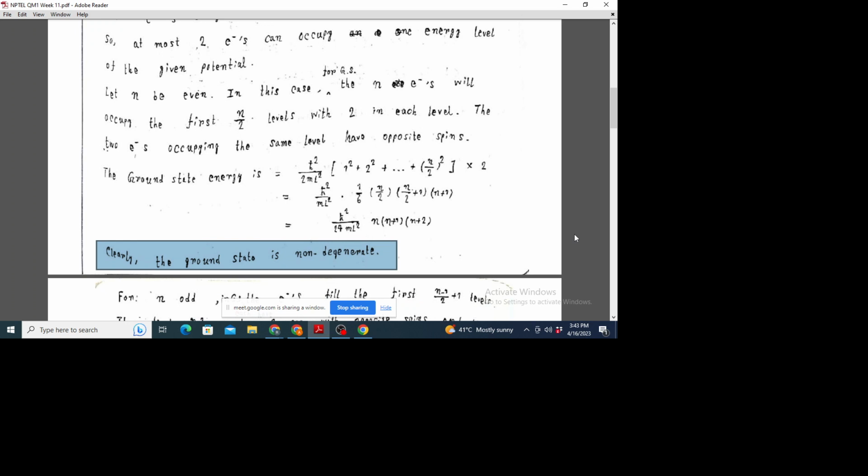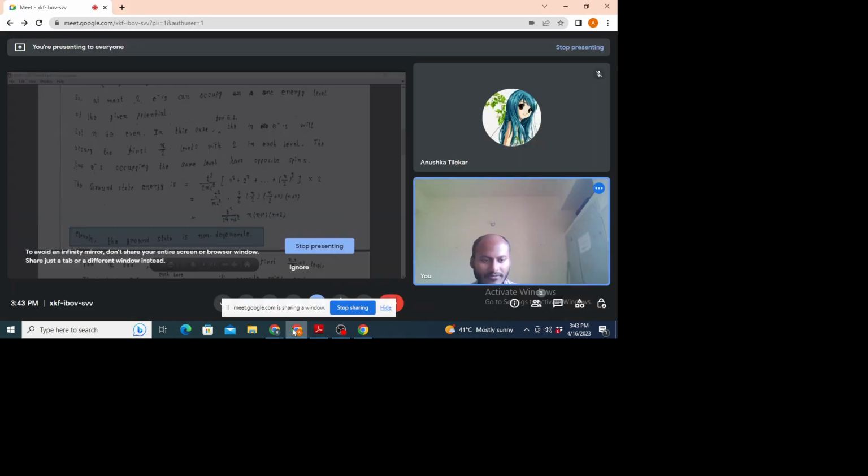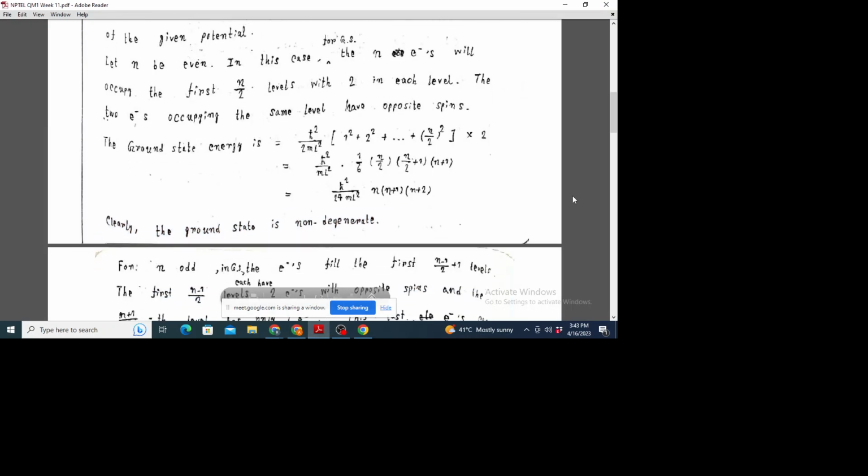So if not, then let us proceed to the odd case. Okay, now when n is odd, clearly n by 2 cannot be an integer, but the quantum numbers of these infinite square well potentials are all integers.